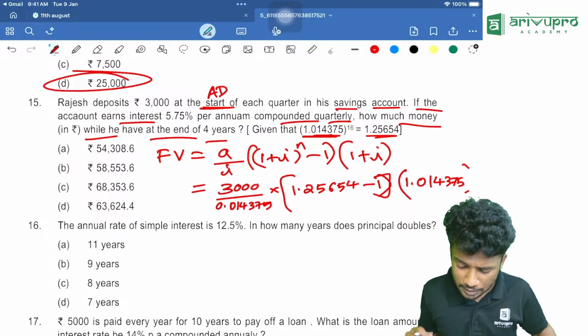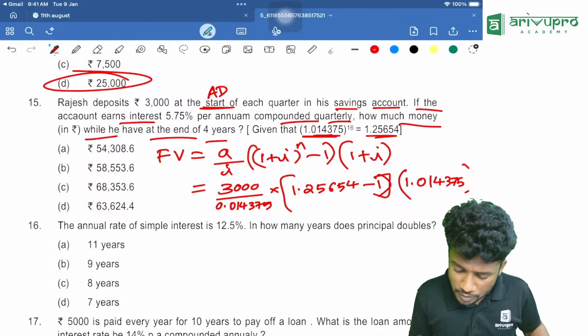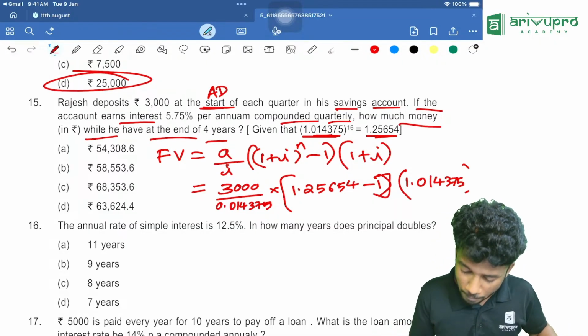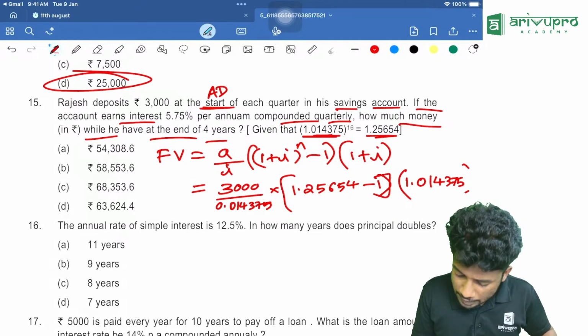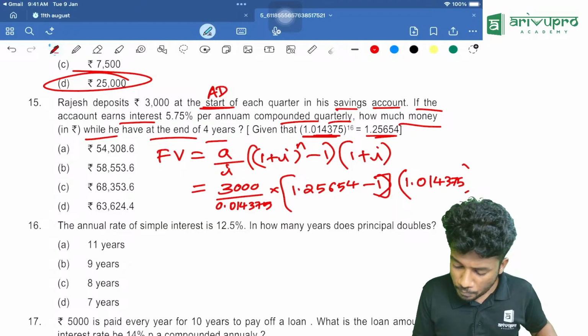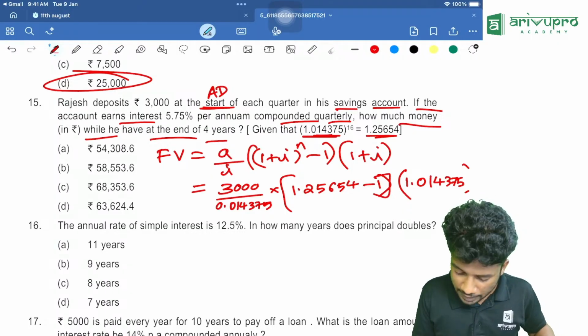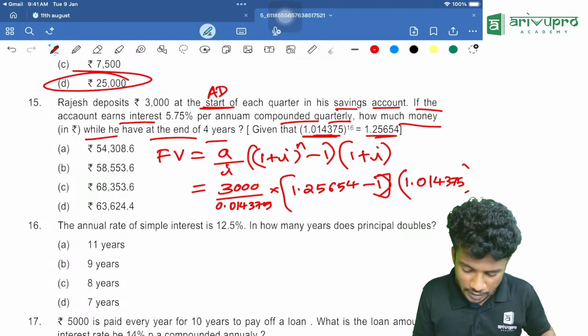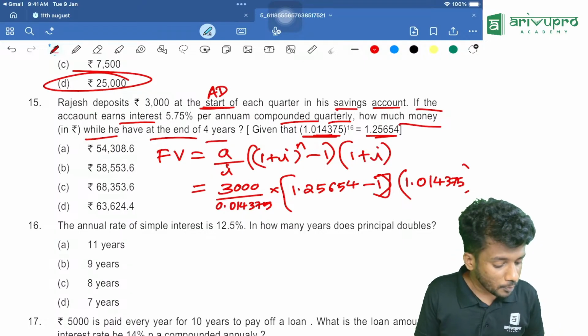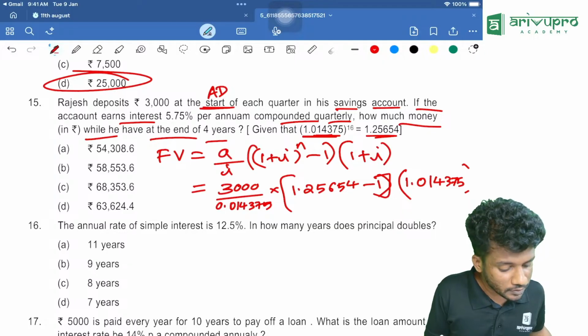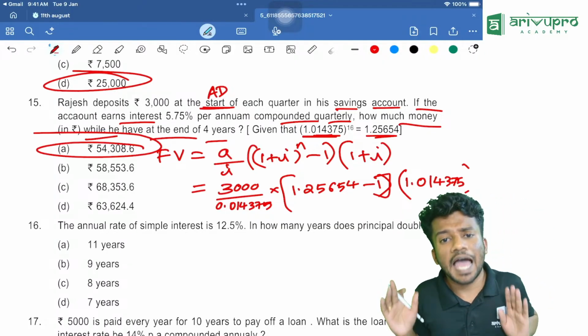I'll use the calculator. That means 1.25654 minus 1 is 0.25654, then multiplied with 1.014375, then multiplied with 3000 divided by 0.014375. How much are you getting? 54,308. Option A is your answer.